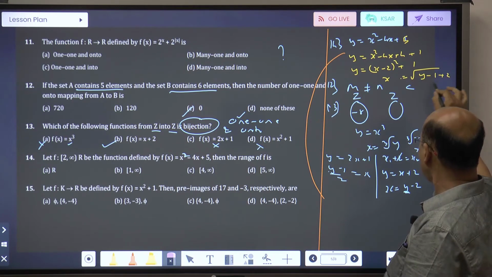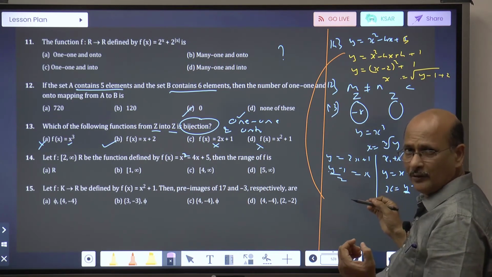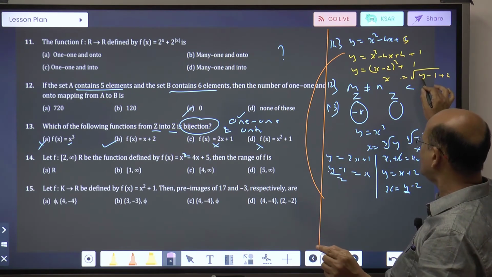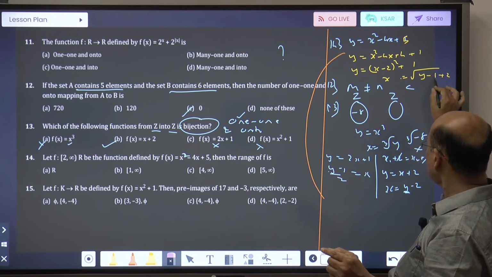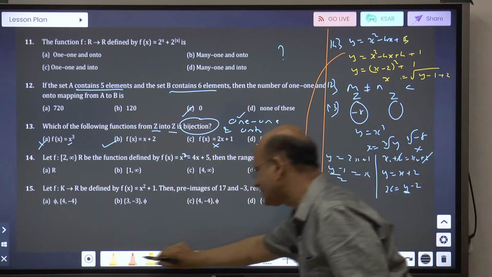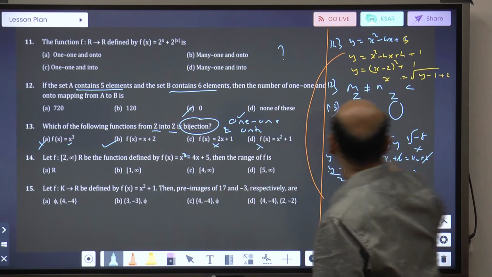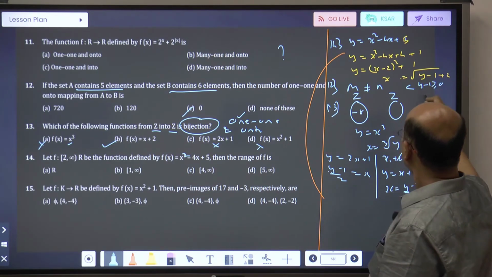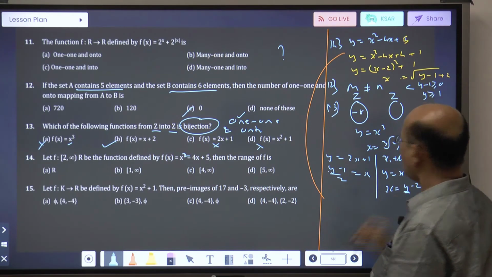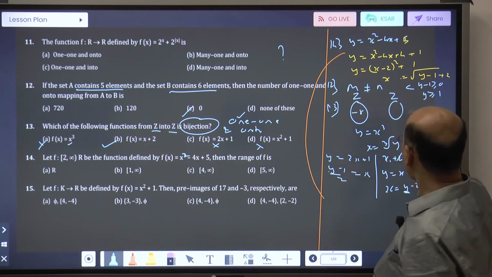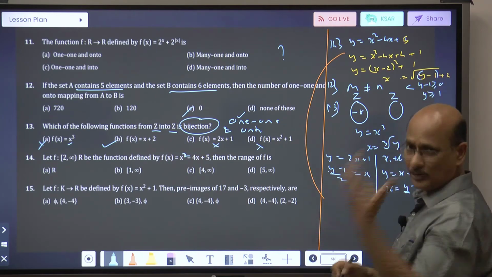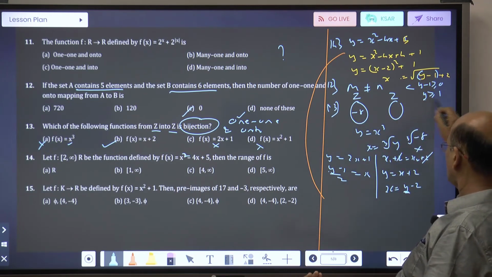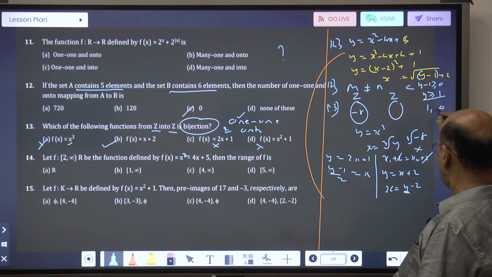Now tell me, when can y be defined? If I take y as minus 1, then it is minus 1 minus 1, minus 2. So in short, as it is inside the root, y minus 1 should be greater than or equal to 0. So y should be greater than or equal to 1, because this cannot be negative. The root of a negative number is not defined. So I say y is greater than or equal to 1, that means 1 to infinity.